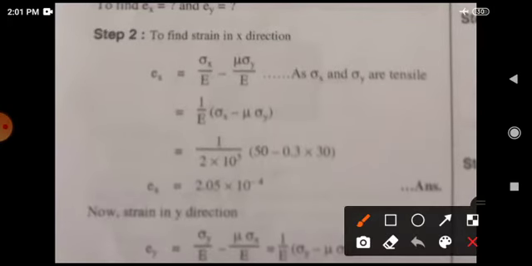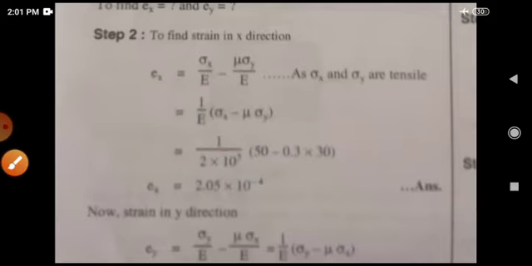So put in the values. We have considered E equals 2 into 10 raised to 5, so 1 upon 2 into 10 raised to 5, times in x direction 50 minus 0.3 times in y direction 30. Making all this calculation, you will get the result.